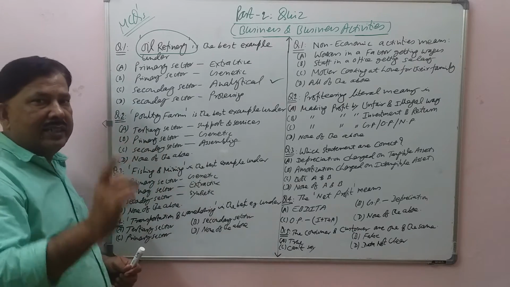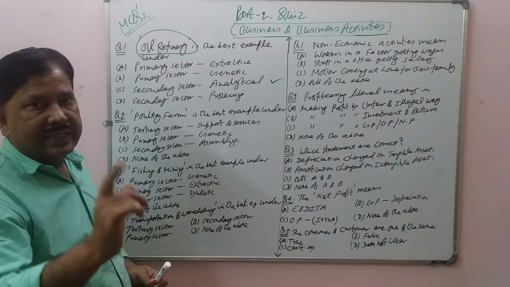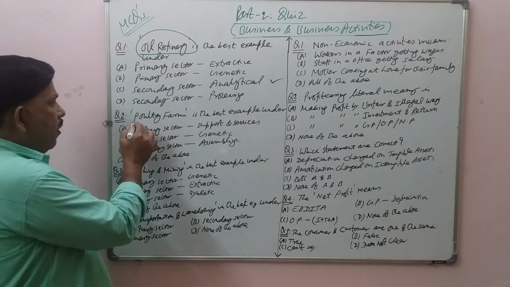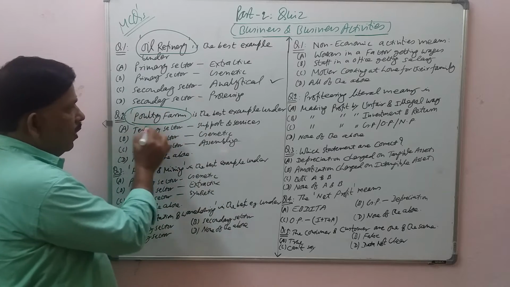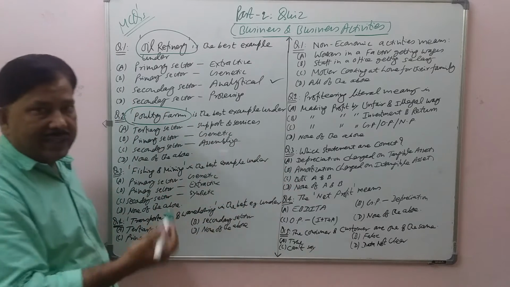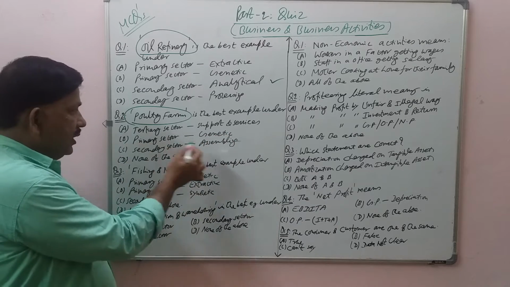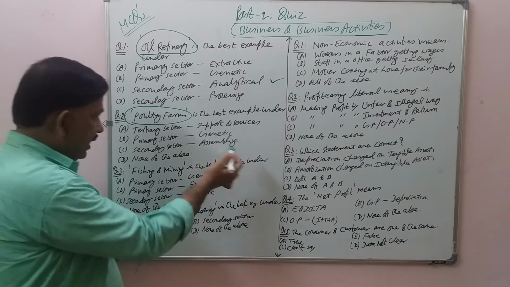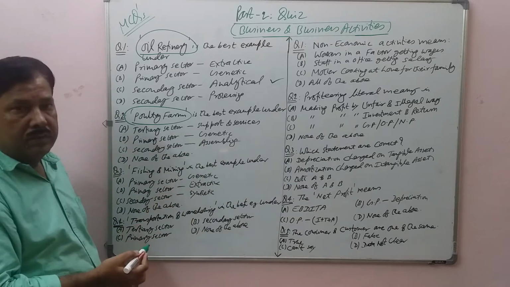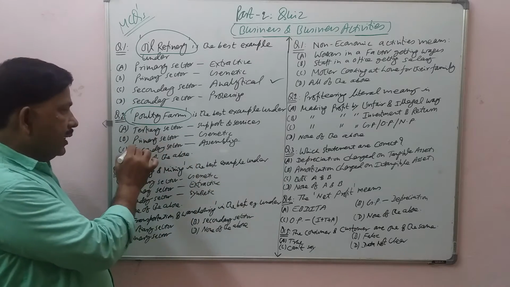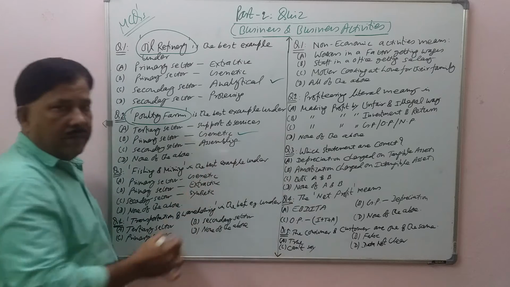There are 3 sectors under industry: primary sector, secondary sector, and tertiary sector. Poultry farms is the best example under which sector? Tertiary sector, support and services sector; primary sector, genetic sector; secondary sector, assembling sector; none of the above. So poultry farms comes under primary sector, genetic.